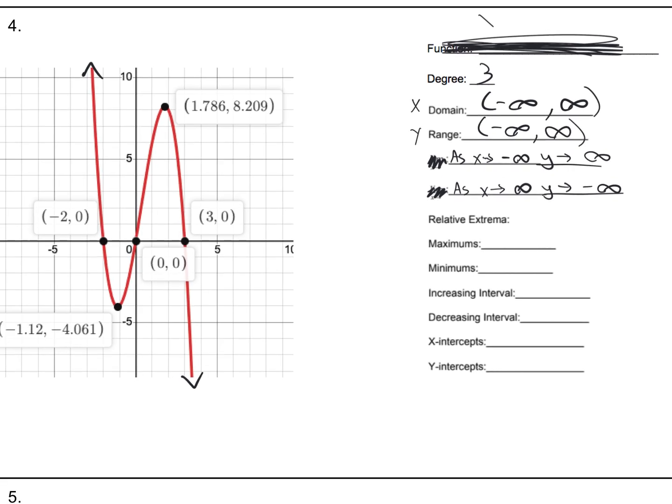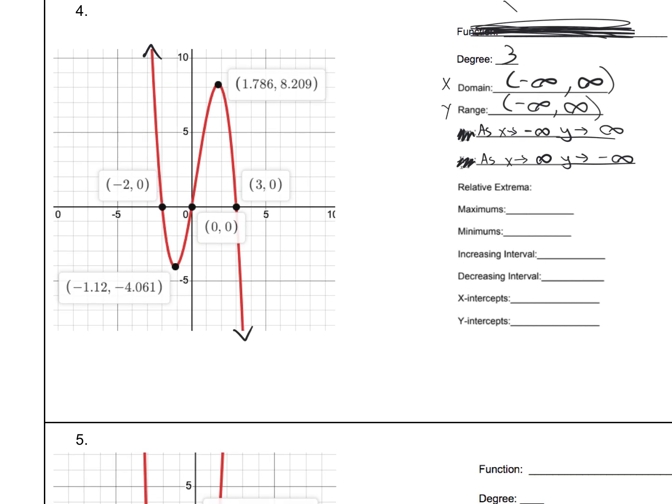Next section, the relative extrema. We have multiple, right? Each turn would be considered a maximum or minimum. If we're working from left to right, this first turn here would be considered a minimum point, whereas the second turn ends up being a maximum relative to the points around it. So we would just go ahead and put each of those as points, an x and a y value for each of those maximums and minimums that you see. Each turn should be a maximum or minimum.